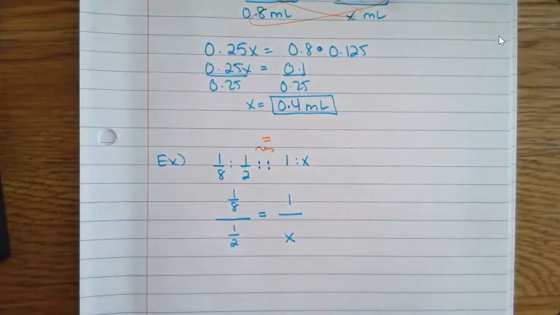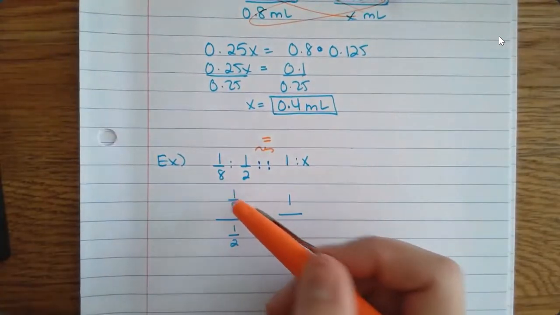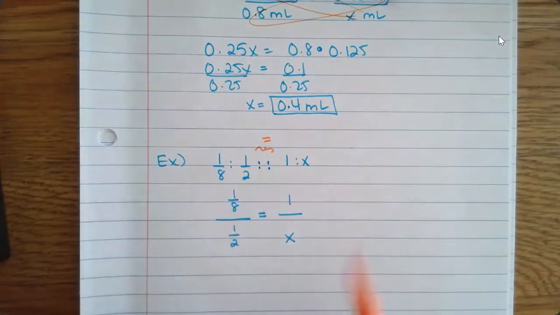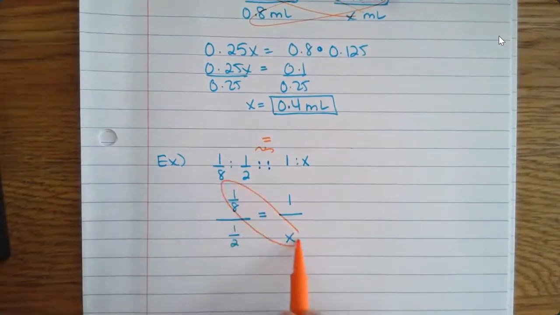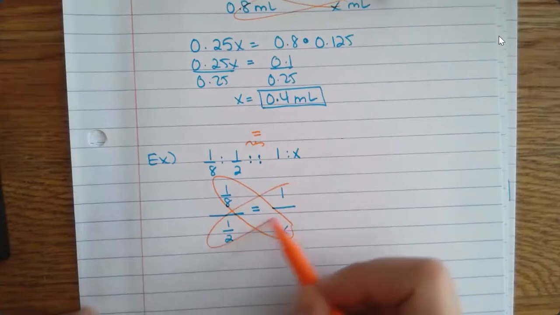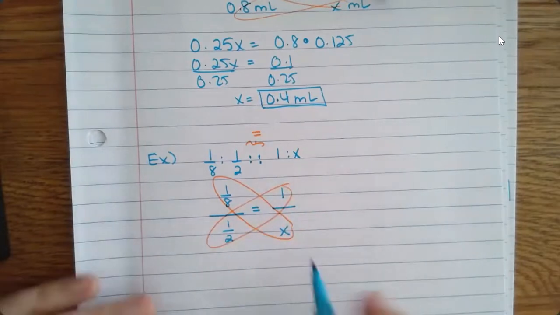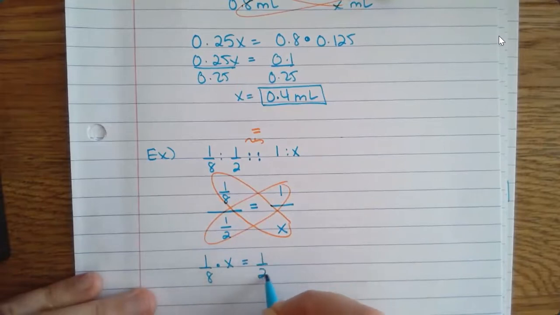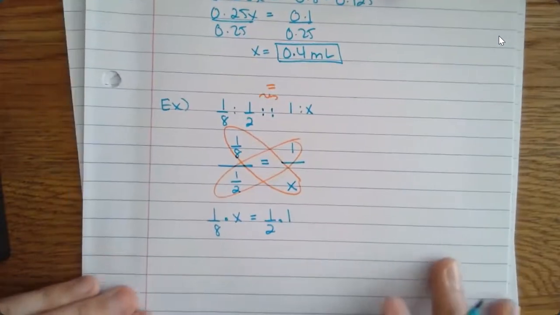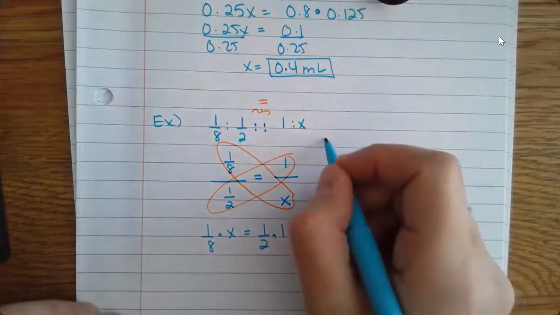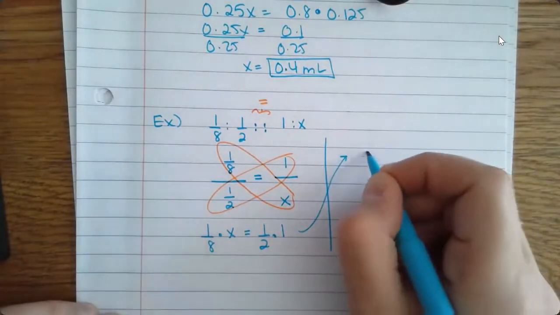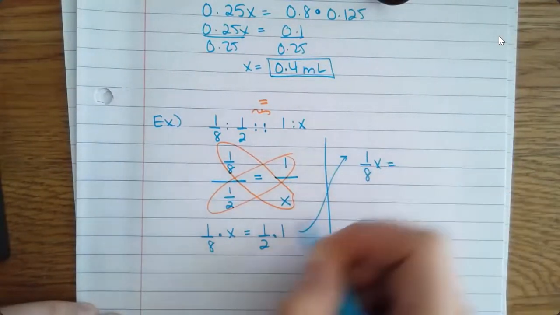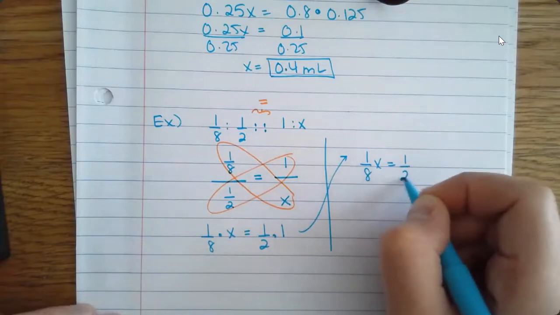Now, you're just going to be careful. You still have two parts, top and bottom, and then you're still going to cross multiply. So we go this way and we go this way. And I'm just going to write it out. So I have 1/8 times x equals 1/2 times 1. So we have 1/8 x equals, now 1/2 times 1 is just 1/2. So nothing changes there.